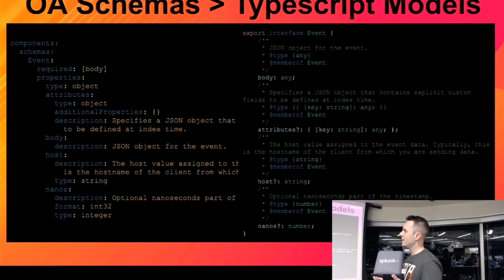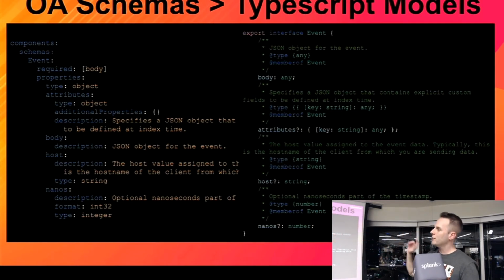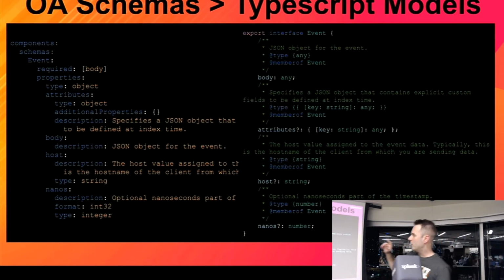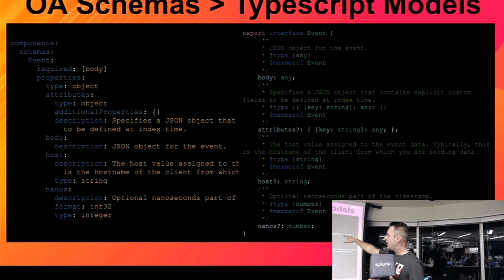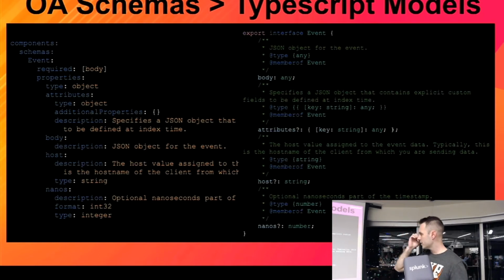So if we see at the 3rd line, the event defines a single required property, in this case, body. In our TypeScript model, we have attributes, host, and nanos. Those are all optional parameters, with the little question mark there. Body is the only required parameter, and that's defined at top.